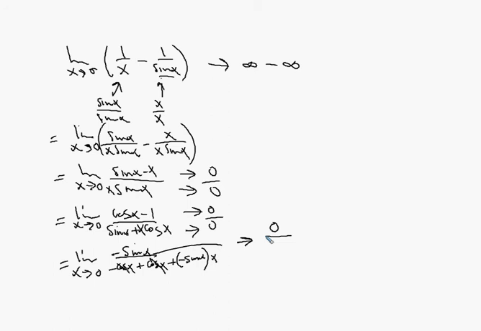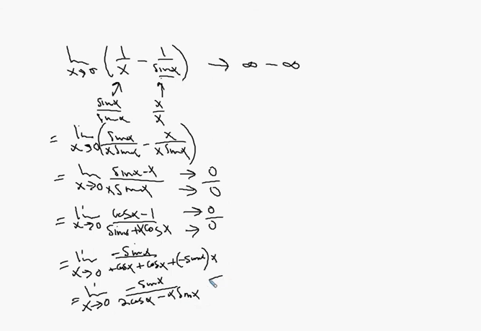I'm sorry, I've made a mistake here. Derivative of sine is not negative cosine, it's positive cosine. So these don't cancel. So let me see if I can get back to that by undoing. So those don't cancel. This is positive. As x goes to 0, we get negative sine x over 2 cosine x, which combine into 2 cosine x minus x sine of x.